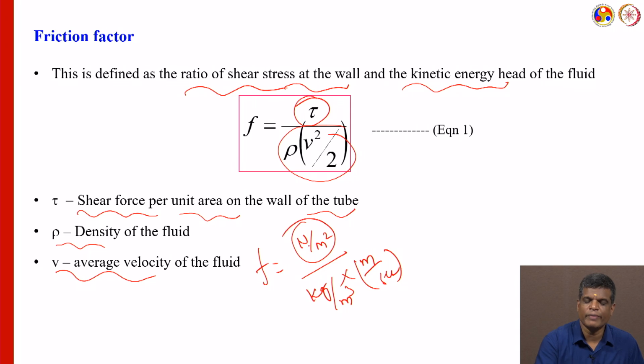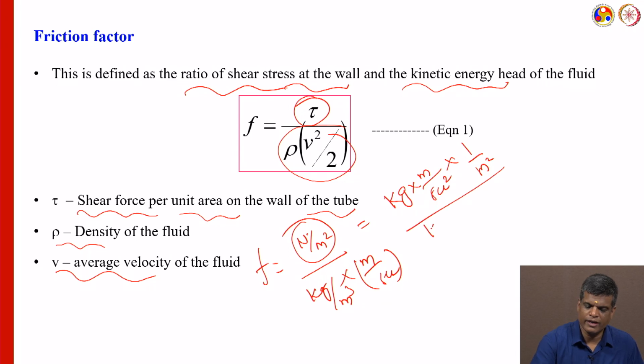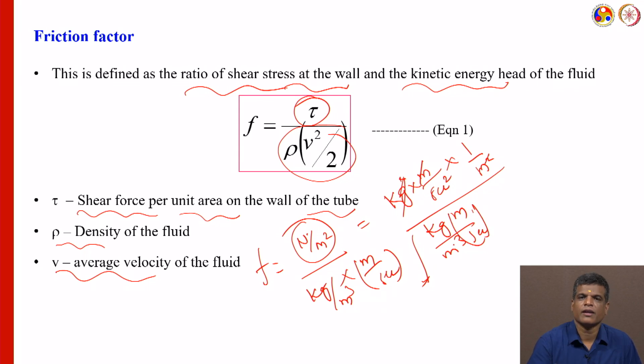Newton we can write as mass into acceleration, so kg into meter per second square, then 1 by meter square. Same here, kg per meter cube second. If things cancel, finally we get a dimensionless number. The meters get cancelled, and finally we get a dimensionless number. There is no unit for this friction factor.